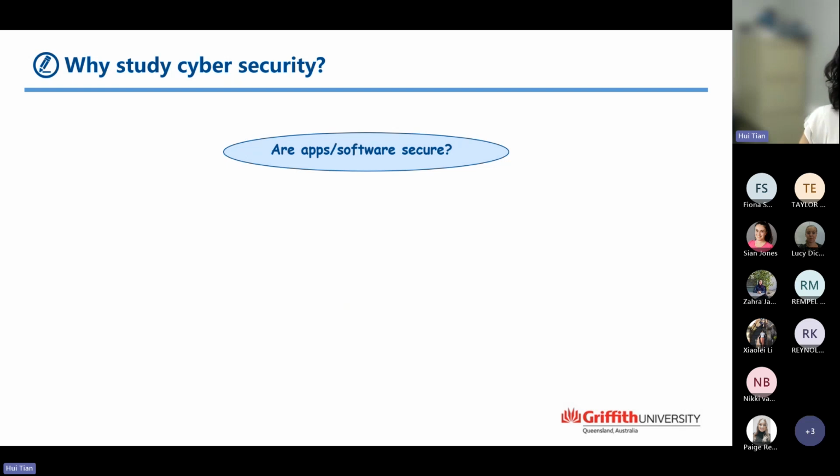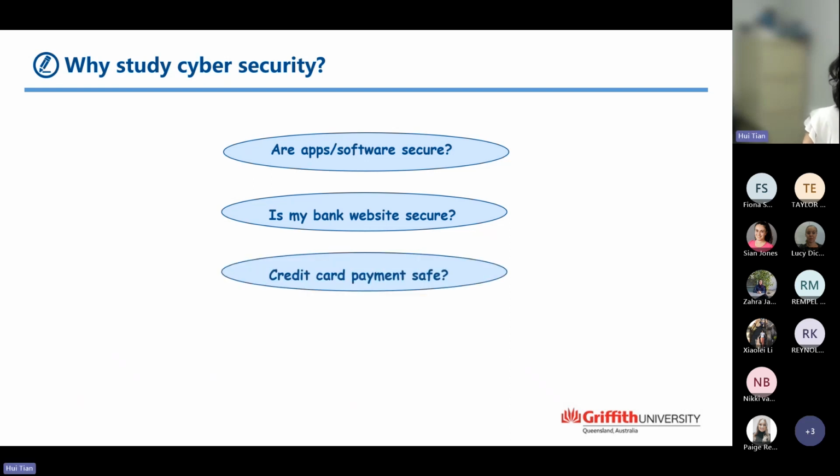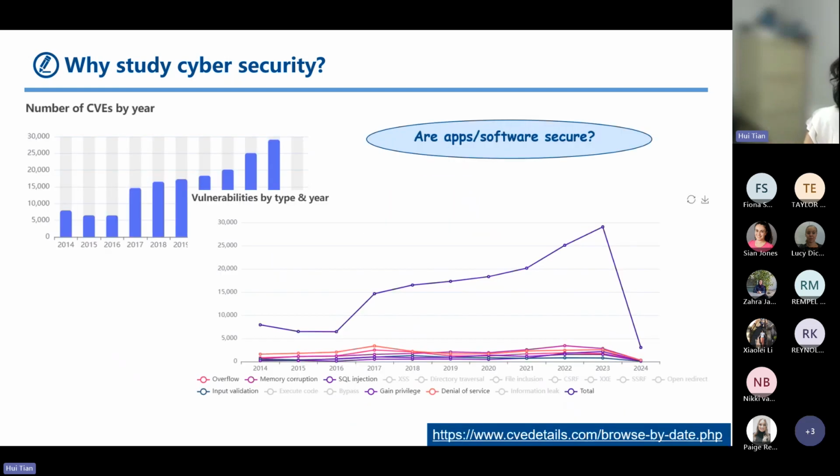Normally when we go into the cybersecurity world, everyone would probably ask these questions. Firstly, are our apps or software secure? When we download something from online or install some software on our computer, whether they are secure or not. Sometimes we also ask ourselves whether our bank website is secure, and whether it is secure enough when we input our credit card details and numbers. This is about banking, and also about equipment and cars. All these are the different equipment and things we use every day in our daily life. So firstly, let's look at some data and try to understand what kind of world we are in nowadays.